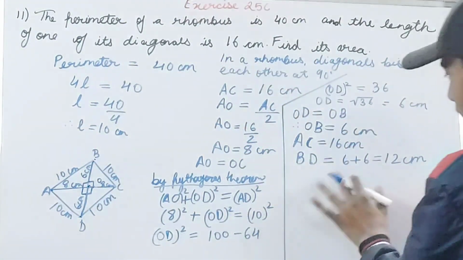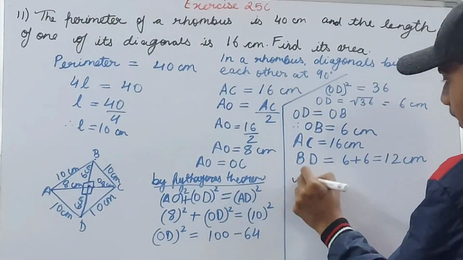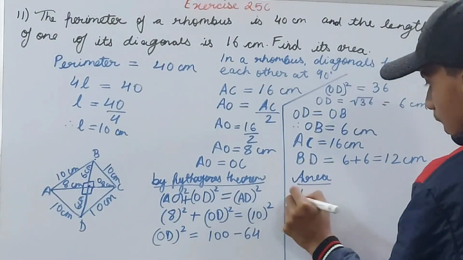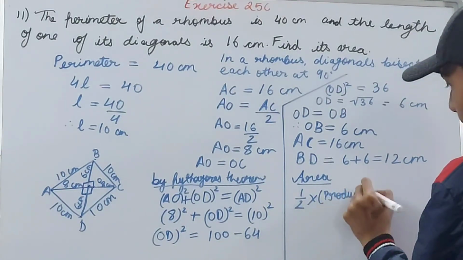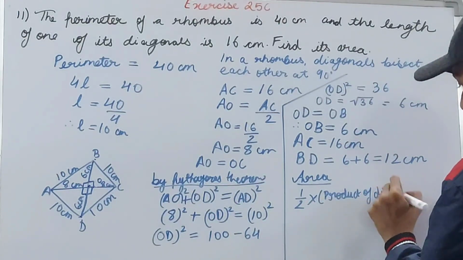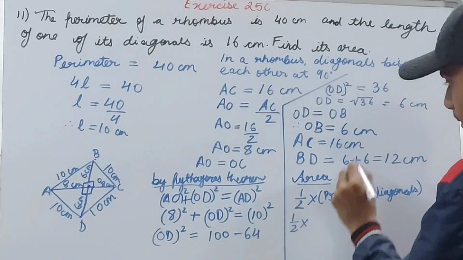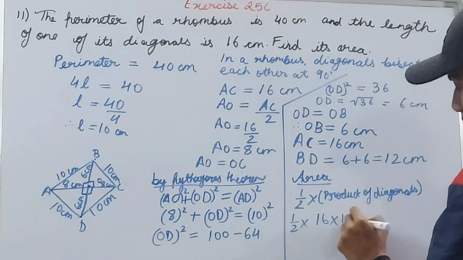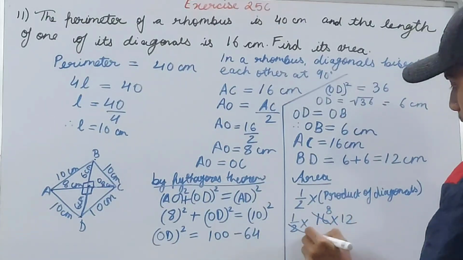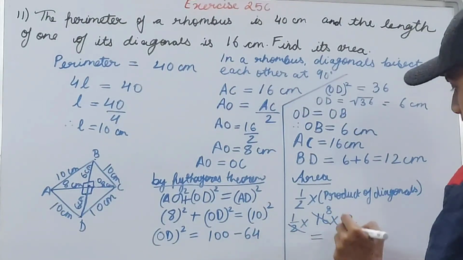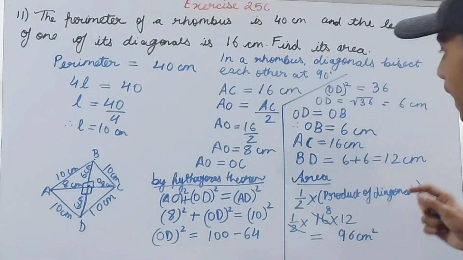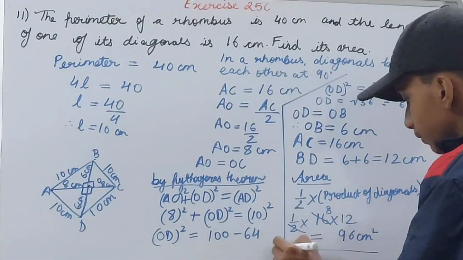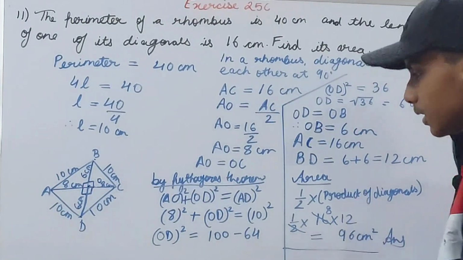Now these two diagonals we know, so we can calculate the area. Very simple. Just use the formula, half into product of diagonals. So you get half multiplied by 16 into 12. Cancel, cancel. 8 times 12 is 96 square centimeters, and that is the area of the rhombus and your final answer.